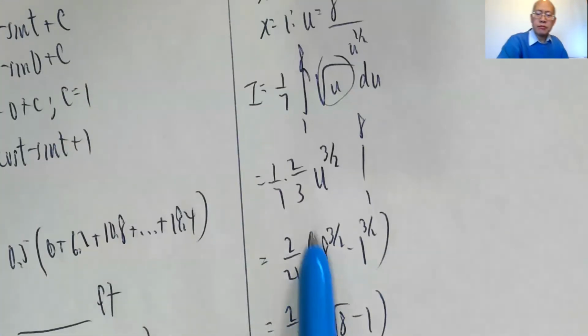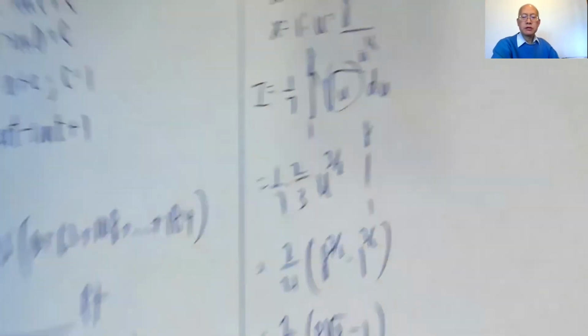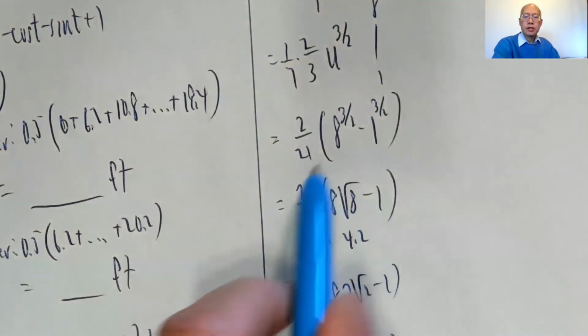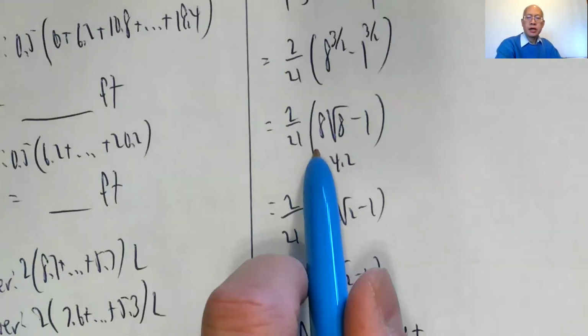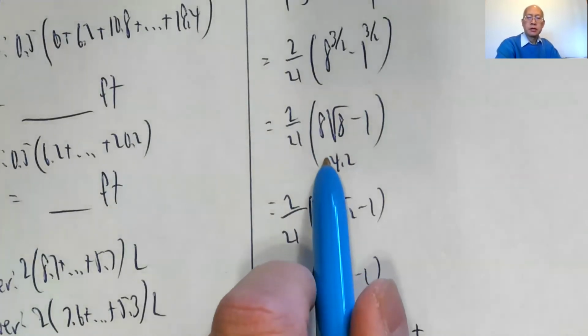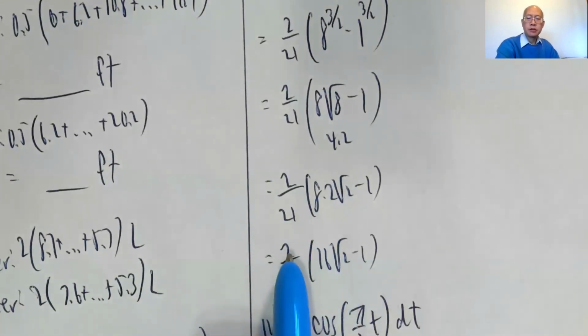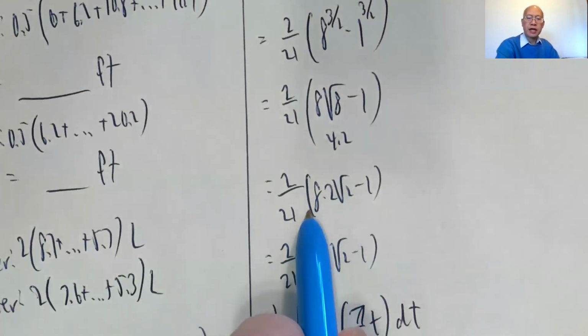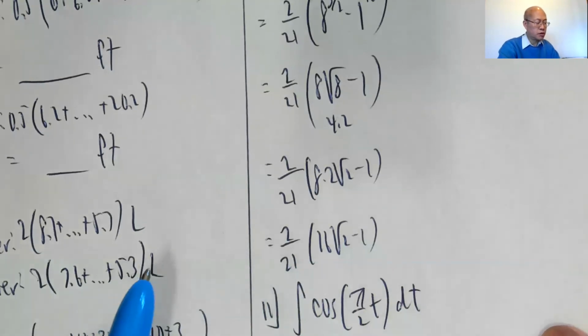That's 2/21. Plug in 8, you get 8 to the 3/2. Plug in 1, you get 1 to the 3/2. Okay, this means 8 radical 8. That's 1. And 8 times square root of 8 is square root of 4 times 2. So 2 times radical 2 times 8. So 2/21, 16 radical 2 minus 1.